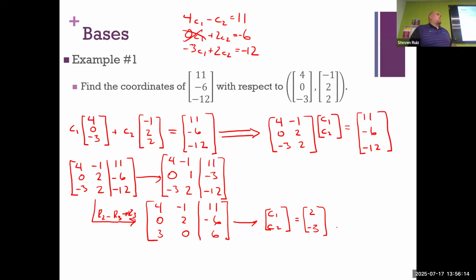Is there any danger involved with us answering this right now? There's a little bit of a risk. What's the risk? What did we base our C1 and C2 on?